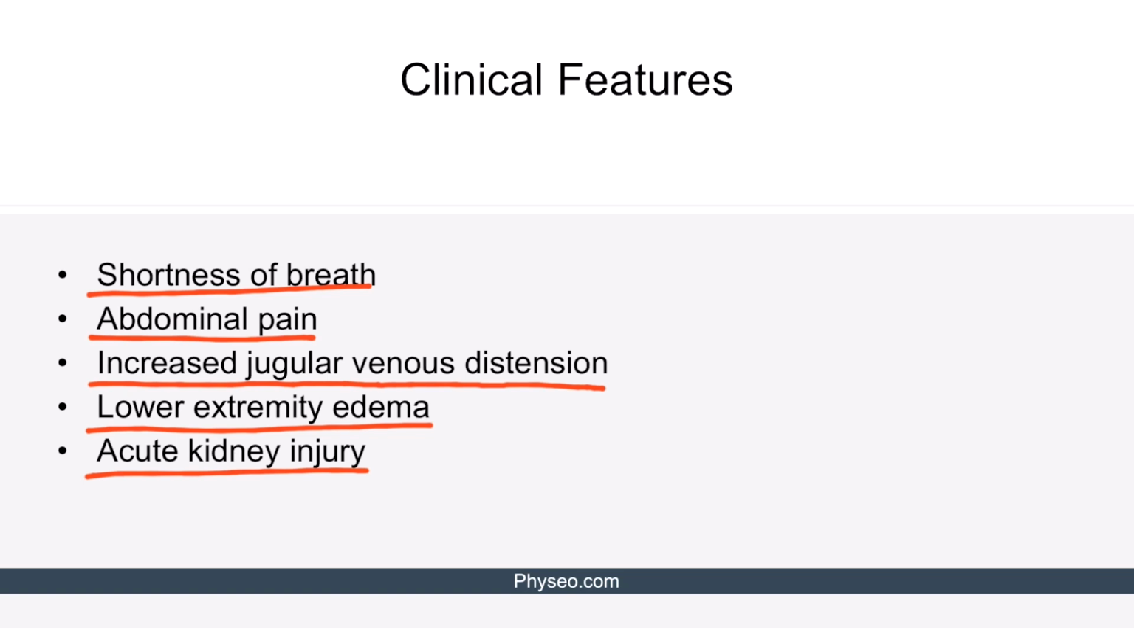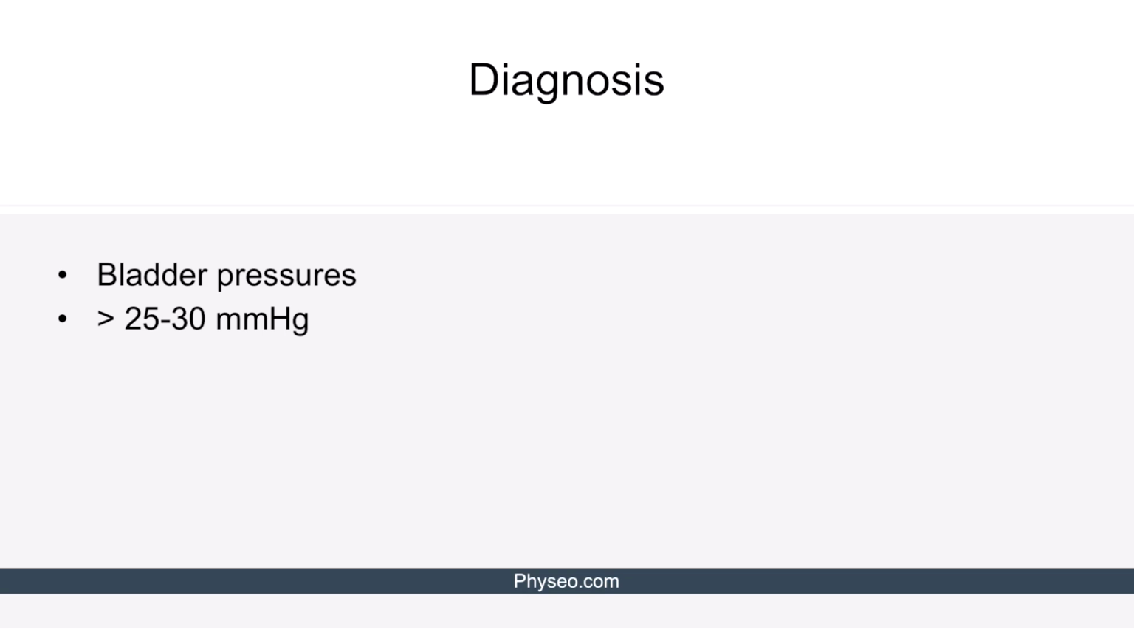It's important to remember that the clinical exam for abdominal compartment syndrome is very unreliable. For patients with a history concerning for abdominal compartment syndrome, such as the trauma victim receiving large volume resuscitation, it's important to measure the bladder pressures. Pressures greater than 25 to 30 millimeters of mercury are highly suggestive of compartment syndrome in the abdomen. This is in contrast to extremity compartment syndrome, which is a clinical diagnosis.